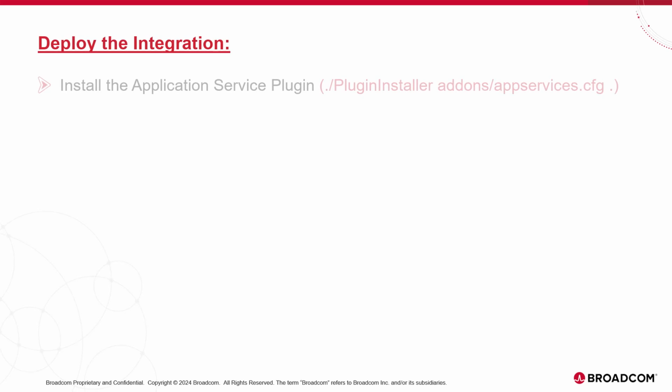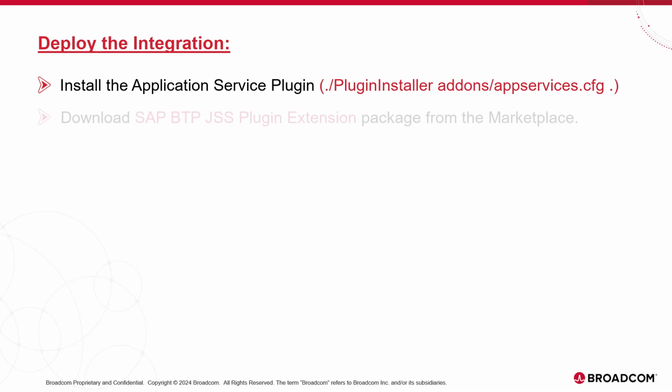First, ensure the Application Services plugin is installed as a prerequisite. The Application Services plugin and POJO extension have the CFG extension. In older agent versions, you might encounter a PAK file instead. Next, download the plugin extension package from the marketplace. This package contains all the necessary elements.